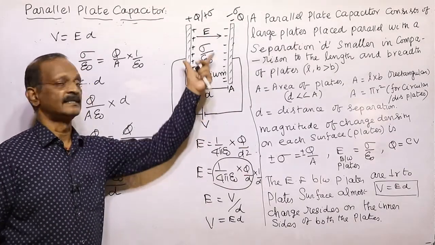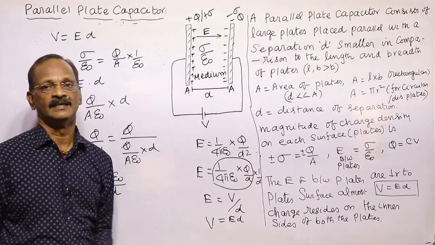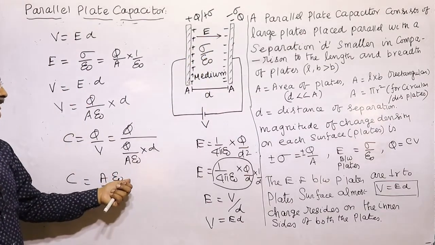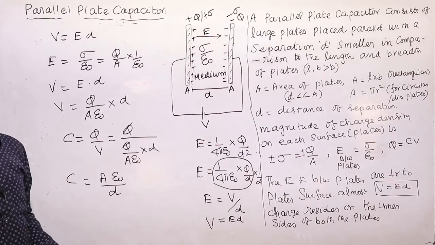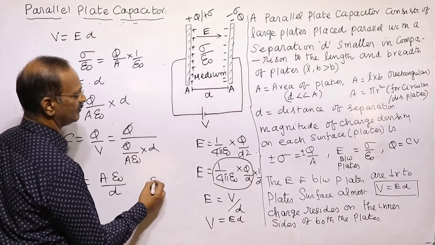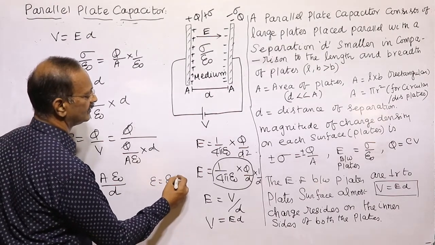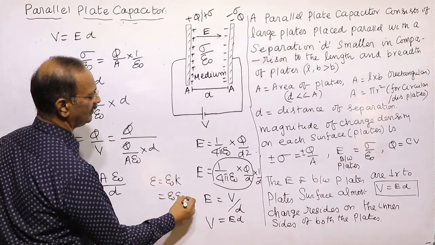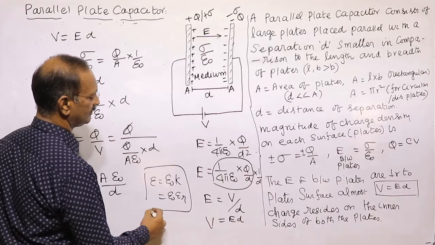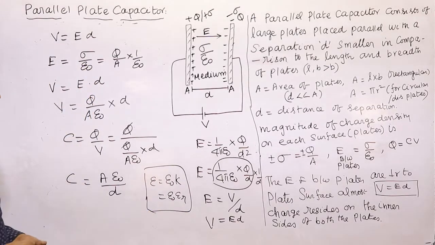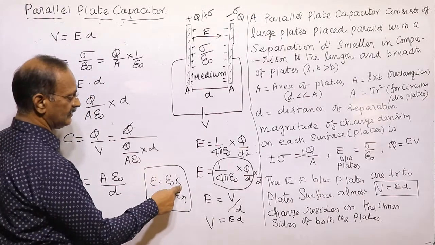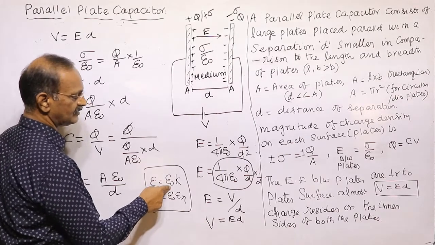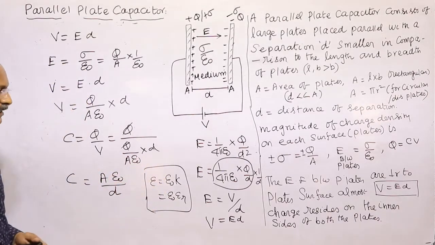If air is the dielectric medium, then only epsilon naught will come. Otherwise it will be epsilon naught into K, or epsilon naught into relative permittivity. This we have already seen in electrostatics. Since for air K is equal to 1, we write epsilon naught.